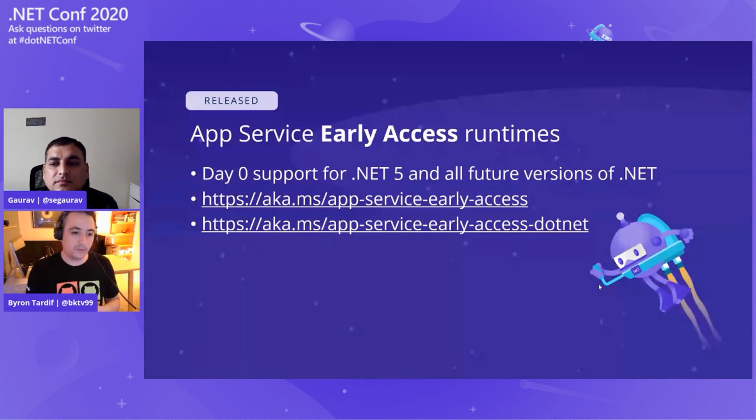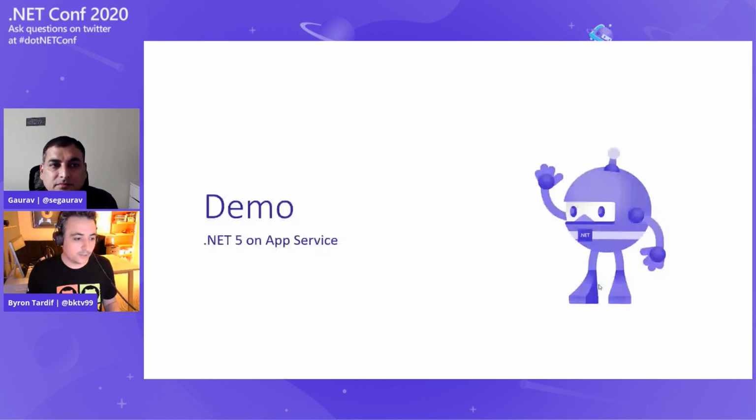And we built this through a new infrastructure that we called Early Access that allows us to very rapidly provide these updates without having to wait for a scheduled platform update. You can read more about how we did this in general with the first link, and you can learn more about how it works for .NET in specific with the second link. With that, let's jump into the demos.